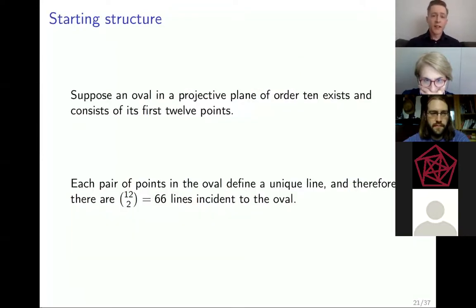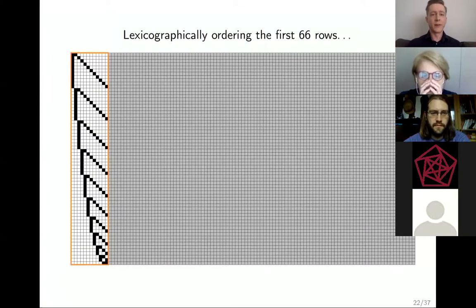And we can start filling in some entries in this projective plane. We know that if the oval exists, it's going to contain exactly 12 points. We can assume without loss of generality that those are the first 12 points, since every point is equivalent at this stage. Furthermore, we know there are going to be exactly 66 lines through the oval, because any pair of points in the oval will define a unique line. So there are 66 lines, and this is the incidence matrix as it starts out.